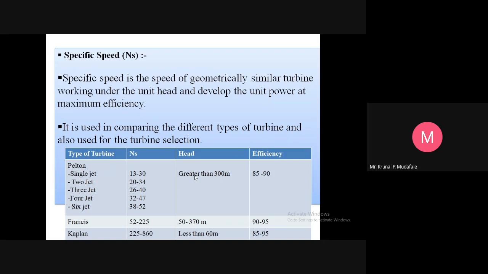So the Francis turbine, the specific speed is obviously higher than the Pelton turbine, that is 52 to 225. That is the specific speed. If the specific speed is higher, as we know, the head is lower, in the range below 370 meters.